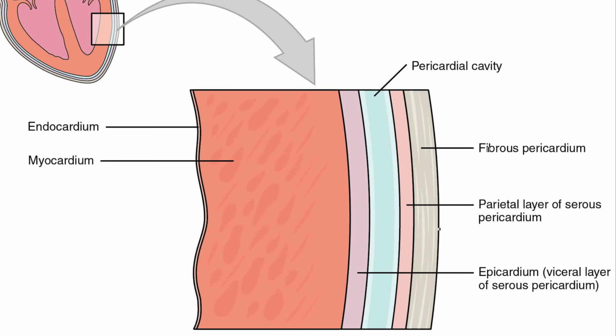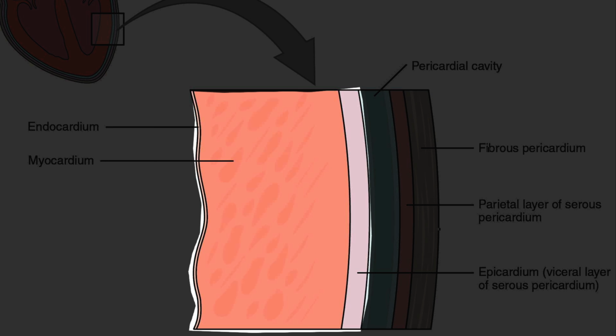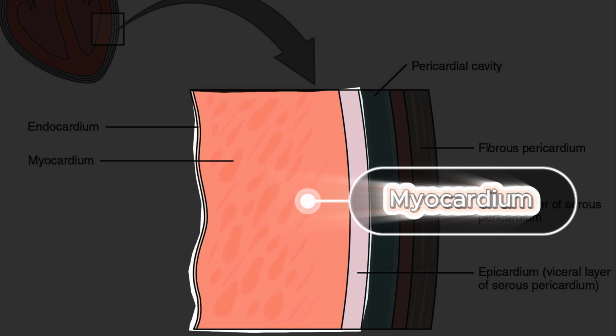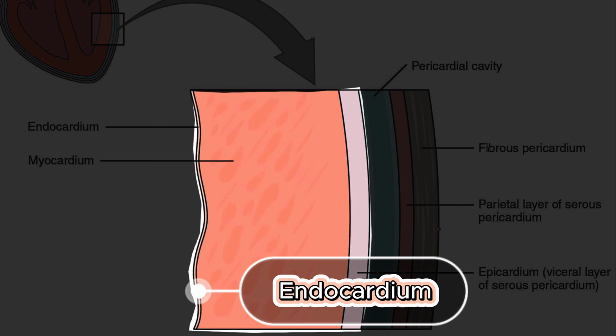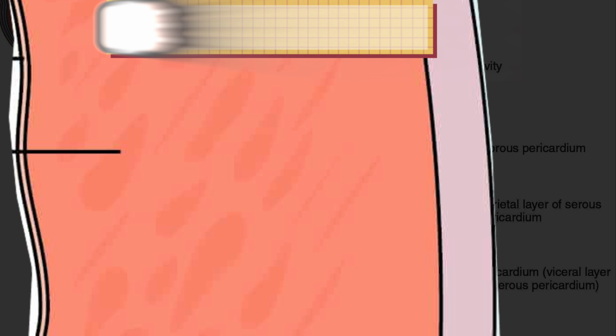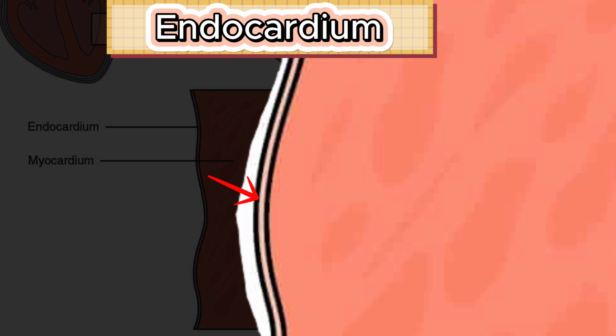Looking at the heart wall from outer to inner layers, we have the epicardium, then the myocardium, and finally the innermost layer, endocardium. The myocardium is a layer of the cardiac muscle, and the endocardium lines the chambers of the heart.